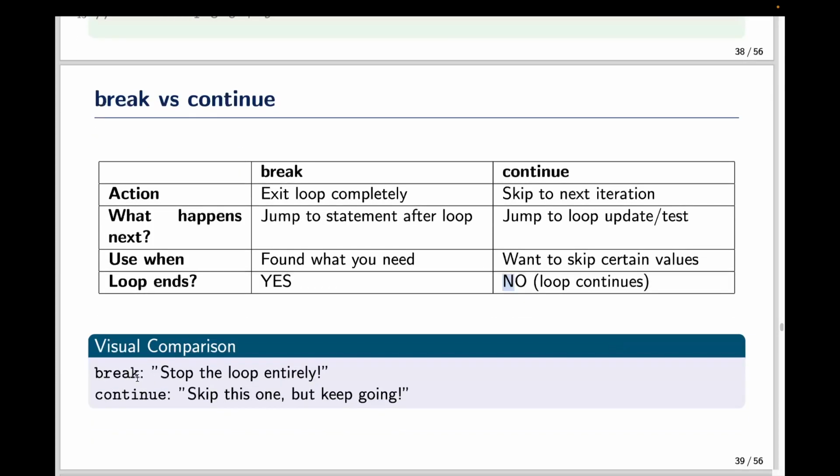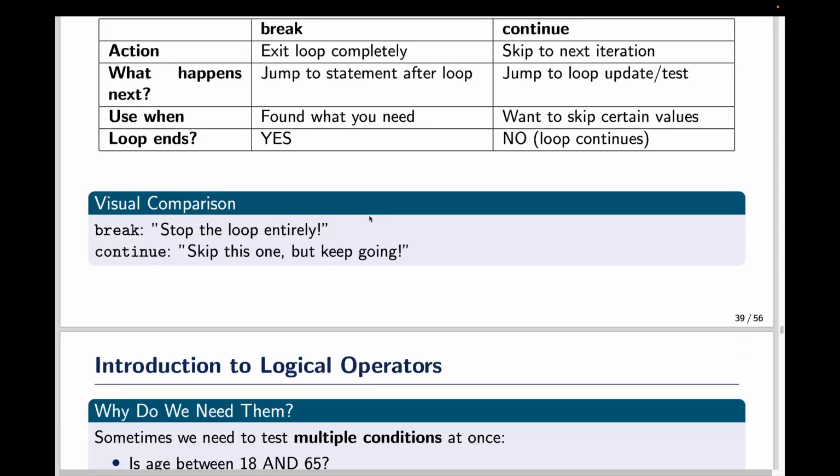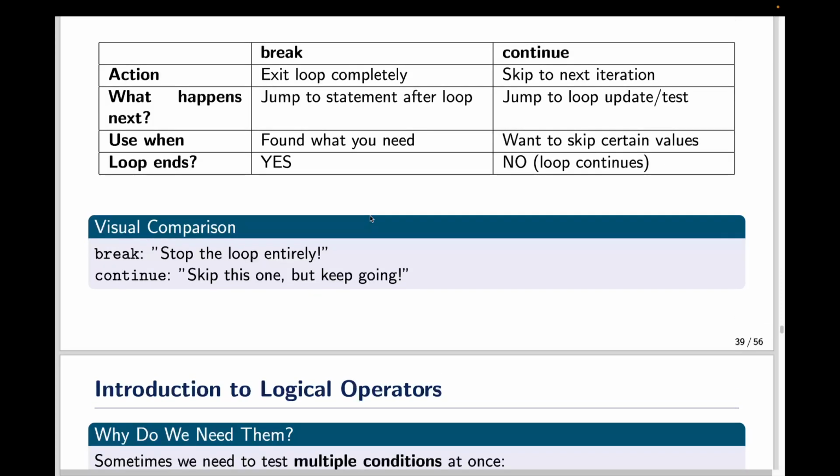So, a visual comparison just to give you an idea: break stops the loop entirely, wherever the control variable is. Continue skips this one but keeps going. It skips that particular iteration, and whatever commands are below that statement are skipped, but the loop keeps on going. This is very important. You have to practice these two a lot inside your code. That will be beneficial for you, and hopefully we can go on with this in the online class.